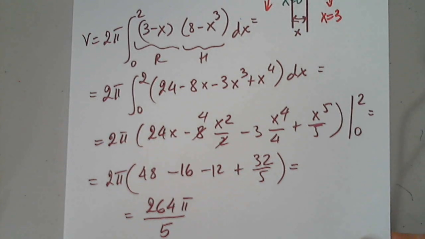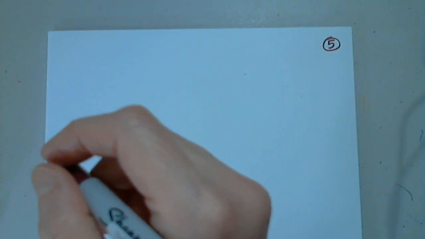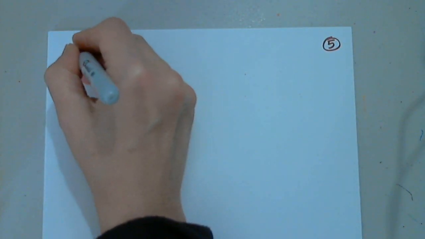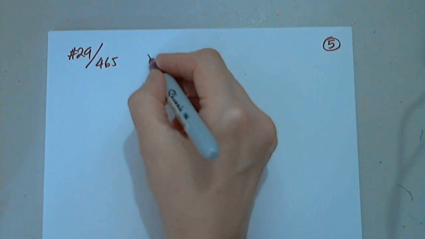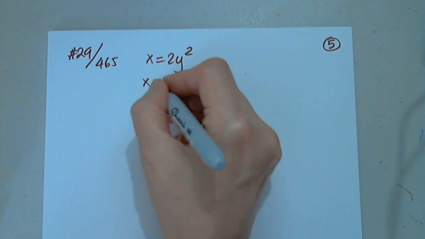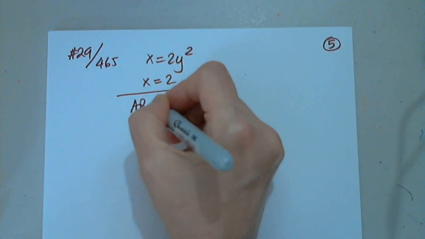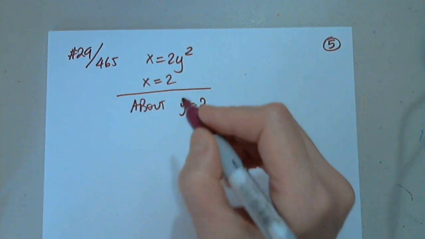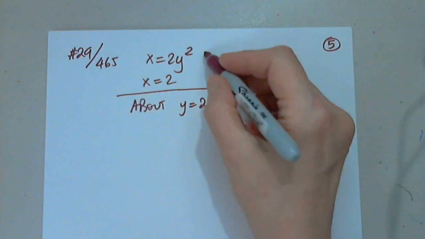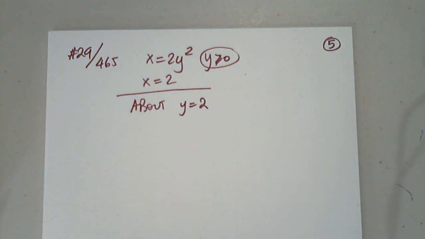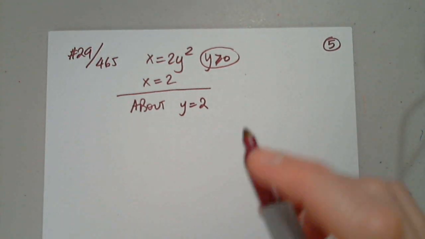Okay, so let's take a look at the next problem. Yes, 29. 29 is on the same page, 465. And here we have x equals 2y squared, x equals 2, about y equals 2. Good, so we are also told that we should only look at the positive side of y. Fine. Okay, so let's graph.